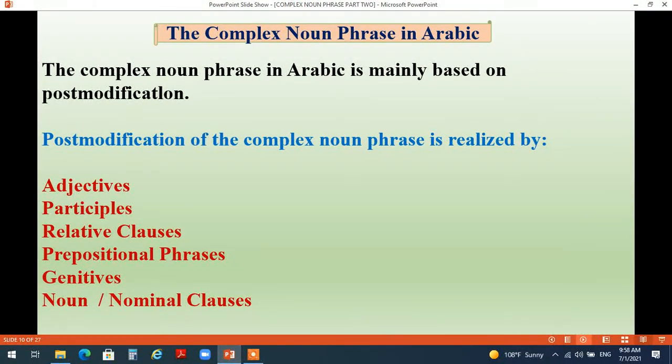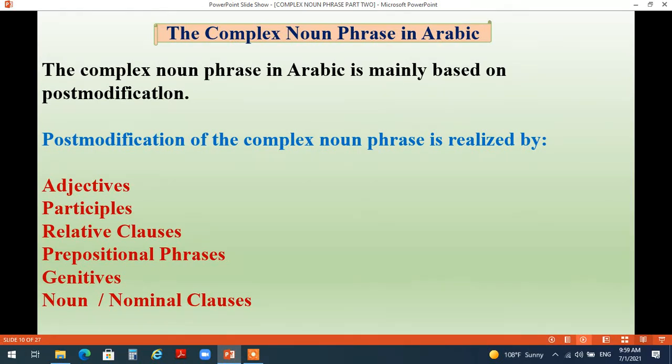Now, after finishing the discussion of pre-modification in English, and before that we have studied post-modification in English in all its details, now we come to the complex noun phrase in Arabic. We will start by saying that the complex noun phrase in Arabic is mainly based on post-modification. So we will notice, when we explain the complex noun phrase in Arabic, that post-modification is the most common, the most used, compared to pre-modification. Post modification of the complex noun phrase is realized by what are the means through which a noun can be described, where the description follows the noun.